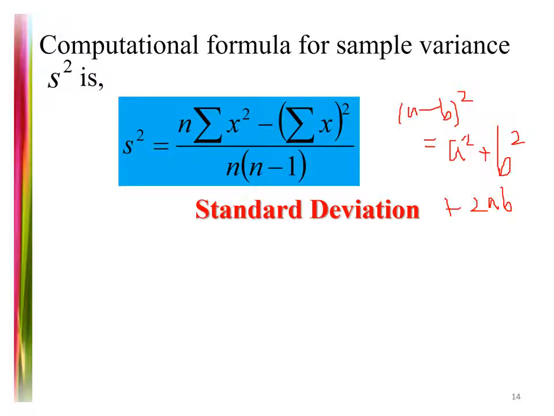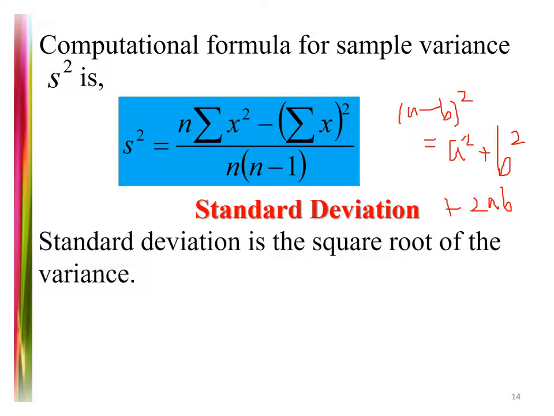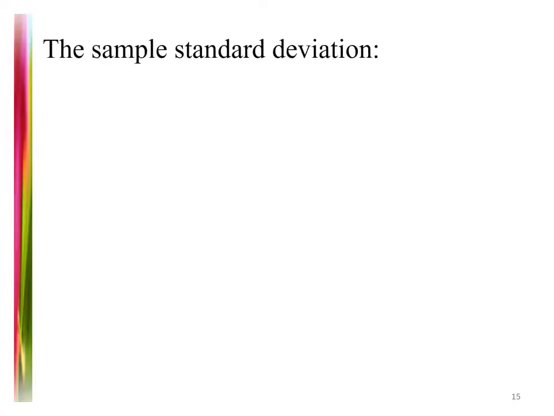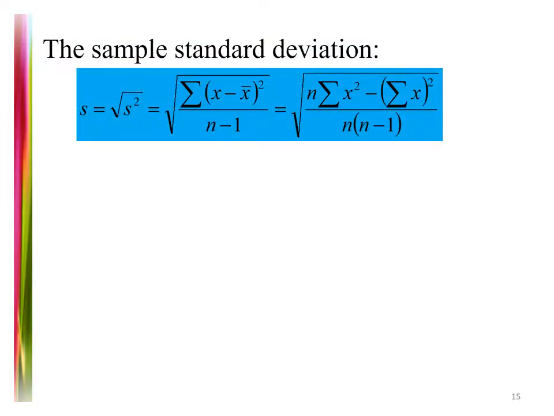Okay, next standard deviation. You know the relationship between standard deviation and variance: the standard deviation is equal to the square root of the variance. If we consider population standard deviation, you know that population variance is denoted by sigma squared, so population standard deviation is the square root of sigma squared, which is equal to sigma. Similarly, sample standard deviation is denoted as s, so it's the square root of s squared.